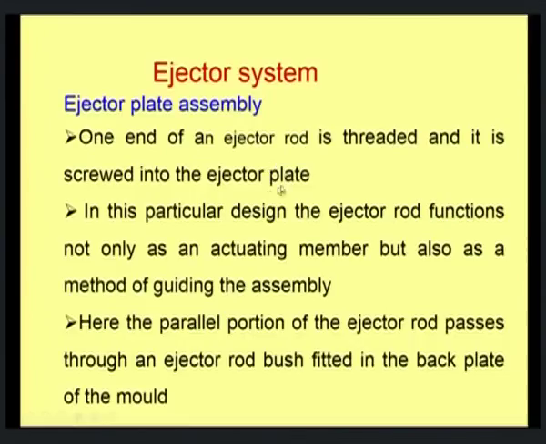Now, one end of an ejector rod is threaded and it is screwed into an ejector plate. In this particular design, the ejector rod functions not only as an activating member, but also as a method of guiding the assembly. That is, it not only ejects the product out, it also guides the ejector plate assembly to come back to its original position. Here the parallel portion of the ejector rod passes through an ejector rod bush. Around this ejector rod, an ejector rod bush is provided, so that will ensure that the ejector rod moves smoothly, and this ejector rod bush is fitted in the back plate of the mold.